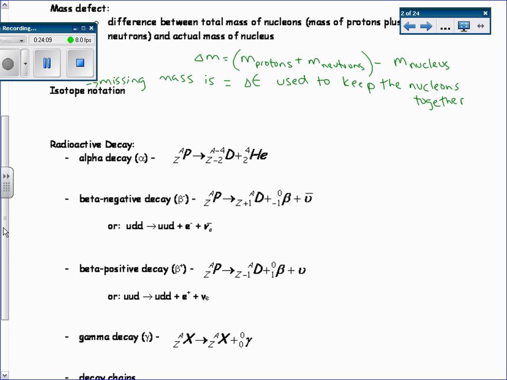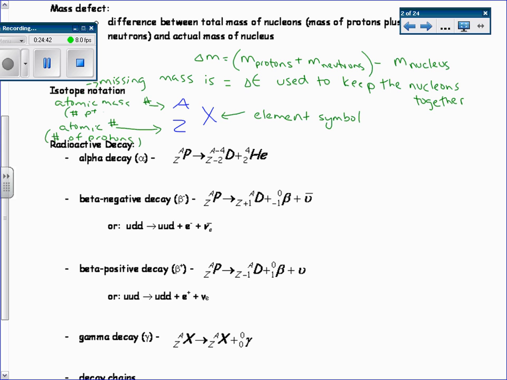Okay, so then switching gears a little bit and moving into isotope notation and nuclear decays. Remember isotope notation, A Z X, where X is the element symbol, Z is the atomic number, which is the number of protons, and A is the atomic mass number, or number of protons plus number of neutrons.